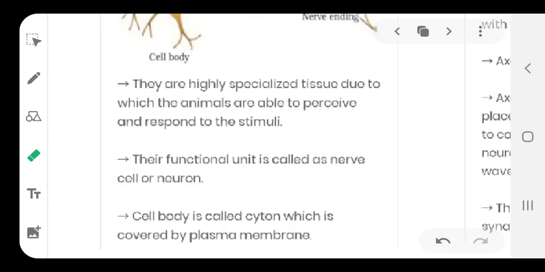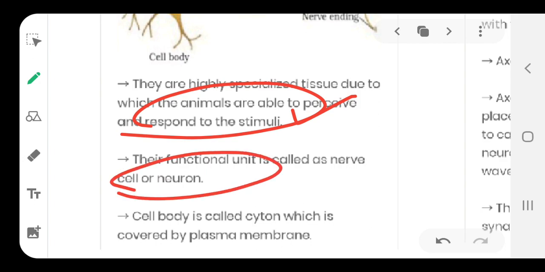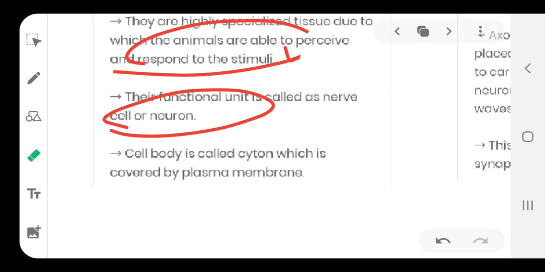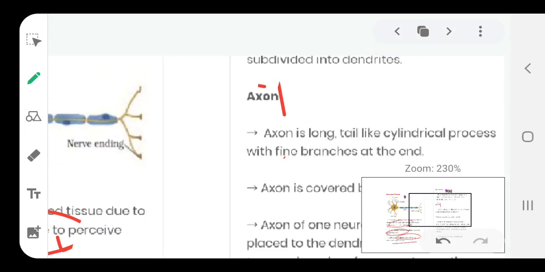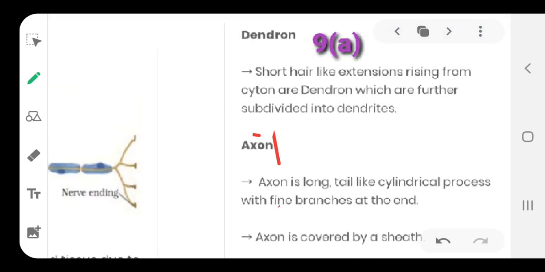Now let's come to the features of these. Number one, they are specialized tissue because that gives you the property to respond to stimuli. Stimuli means the external or internal factors to which we respond. And the functional unit of the nerve cell is called the neuron, the diagram that you have seen above. And again, the cell body is cyton, which I have already told you, which is covered by a plasma membrane. So that is as far as cyton or the neuron is concerned.